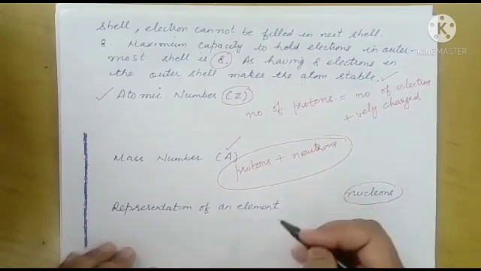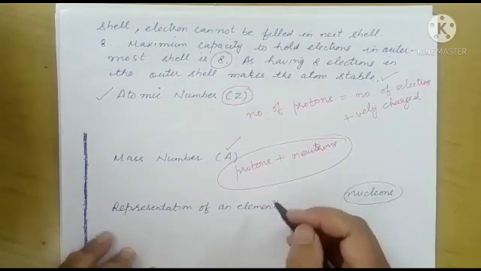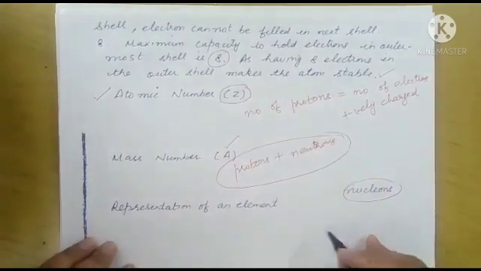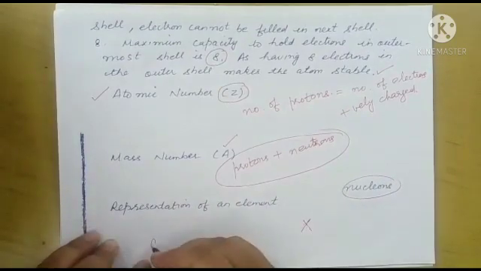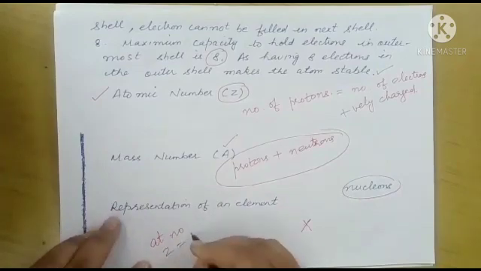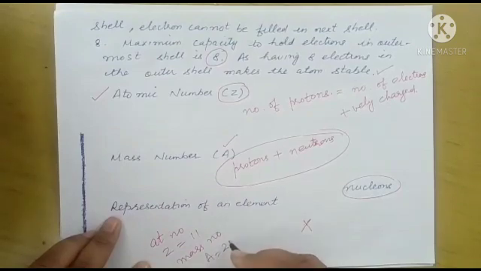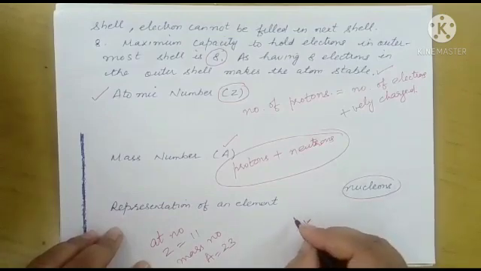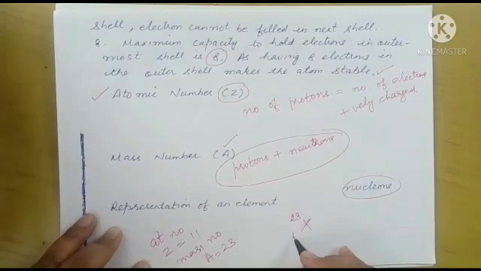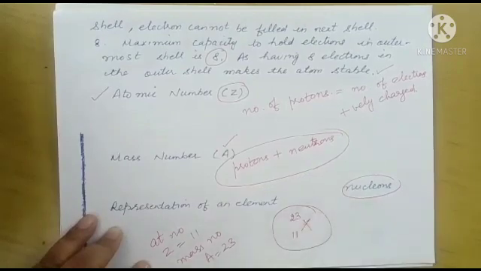How can we represent an atom of an element with its atomic number and mass number? Suppose the symbol of the atom is X. Its atomic number Z is 11 and mass number A is 23. We can represent that element by writing the mass number at the top and the atomic number at the bottom. This is the representation of an element.